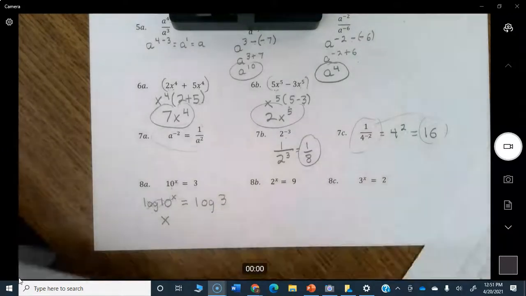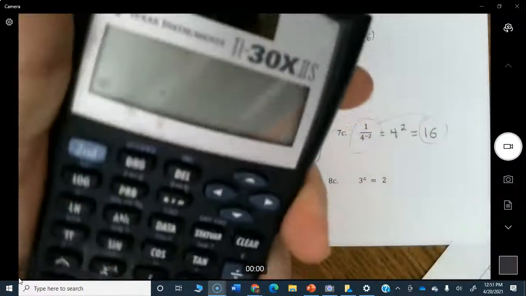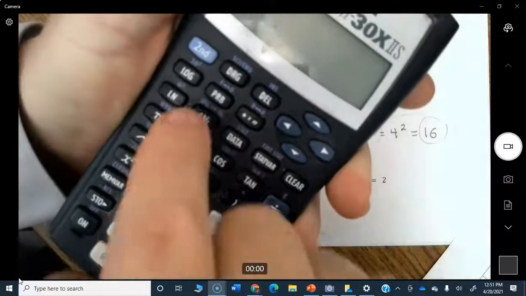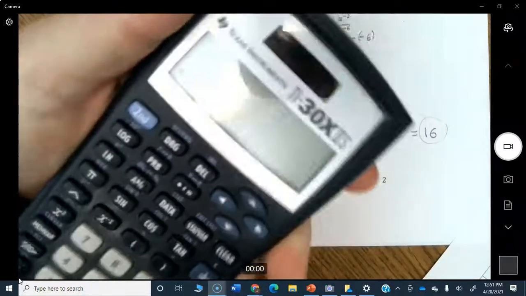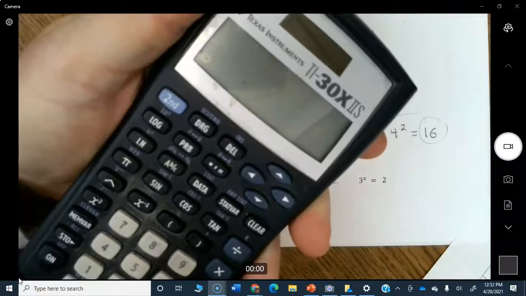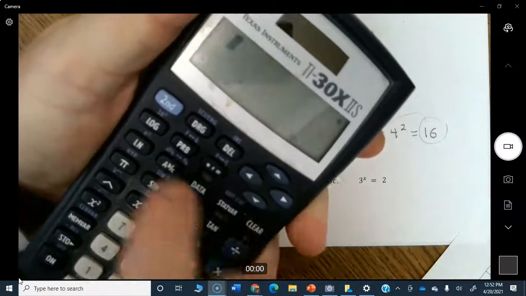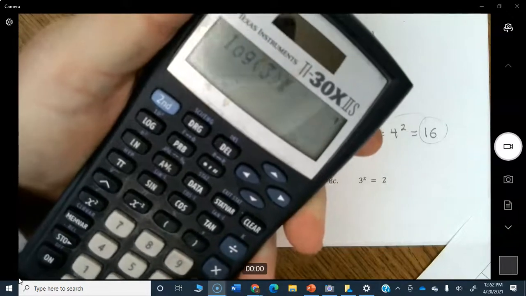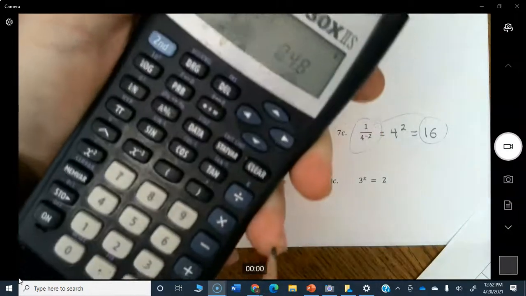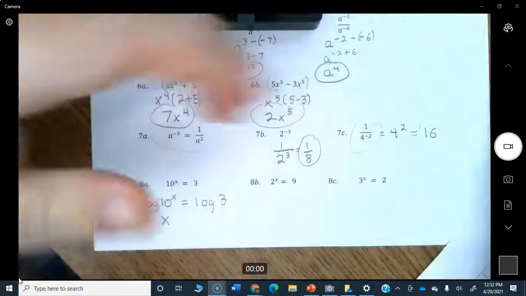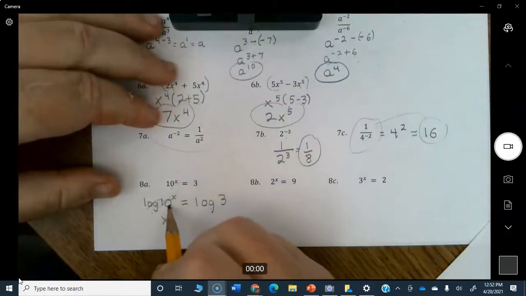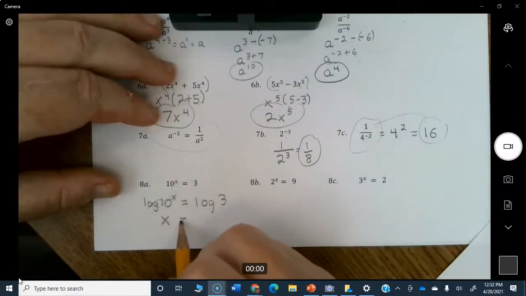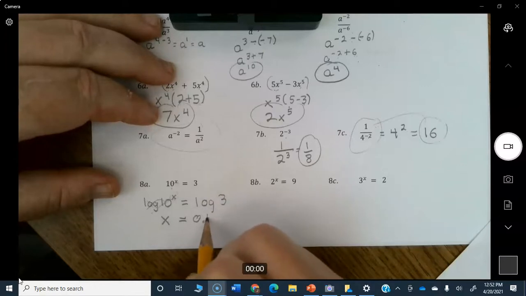So now you would get your calculator, and just go to the log button. I know it's a little blurry here. Hopefully you can see it. So I turn it on first, I hit log, and I hit 3, close the parenthesis. There you go, and that gives you 0.48. So log of 10 to the x is x, and log of 3 is 0.48, and that's your answer.